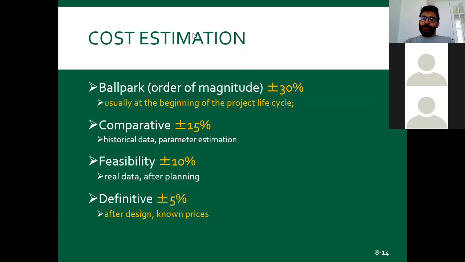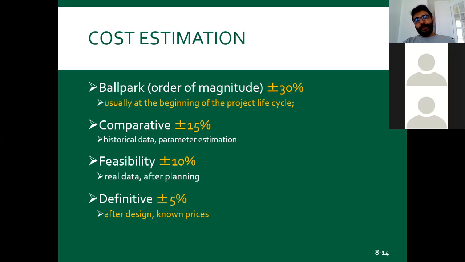So how can you estimate these costs? This is an important issue. One very general one is ballpark or order of magnitude, they call it. In Turkish, we call it parmak hesabı, right? So usually at the beginning of the project life cycle, someone says, okay, you need $300,000 for that project. So how do you get that number? I have a feeling that I know this industry. I think the average total number is that.